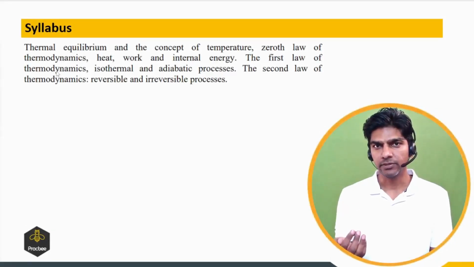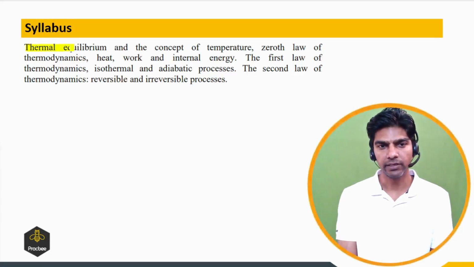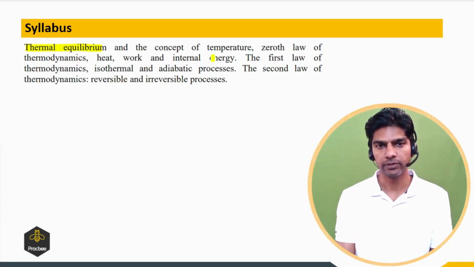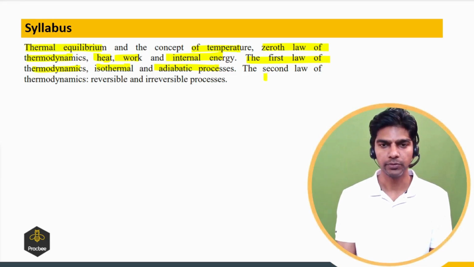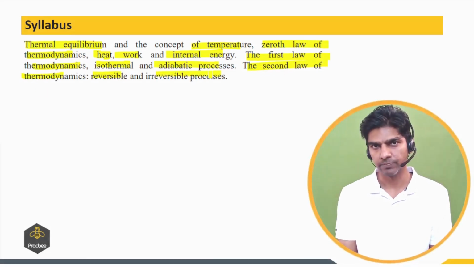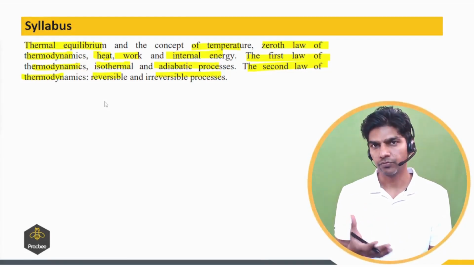Now this is the syllabus for thermodynamics in JEE 2025. First there is thermal equilibrium, which is basically the zeroth law of thermodynamics. Then the concept of temperature, and then heat, work, internal energy. Then the first law is there, isothermal and adiabatic processes, but we'll also see isobaric and isochoric processes, and cyclic and the polytropic process. And then the second law of thermodynamics, like reversible and irreversible processes. Now let us see different concepts and problem types that can be formed from this chapter.